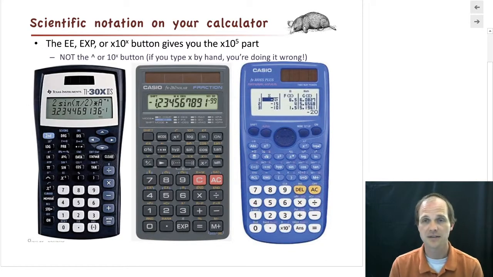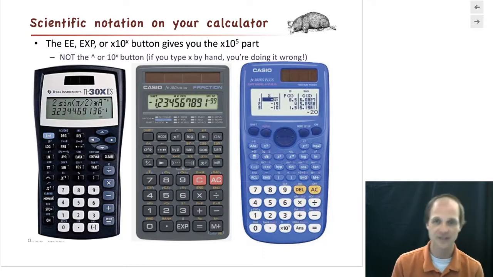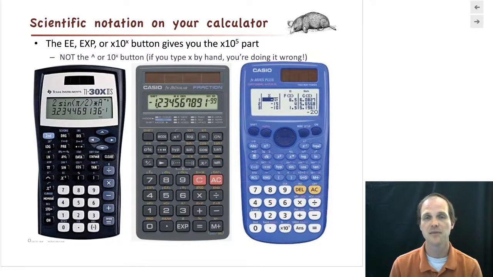How about your calculator? What does your calculator think of scientific notation? Chances are, if you've got a calculator that can do a few things, it can also do scientific notation. In fact, for this class, you should have a calculator that can do scientific notation because we're going to deal with some very large and some very small numbers in this class. So if your calculator can't do it, then you're going to have a really hard time.